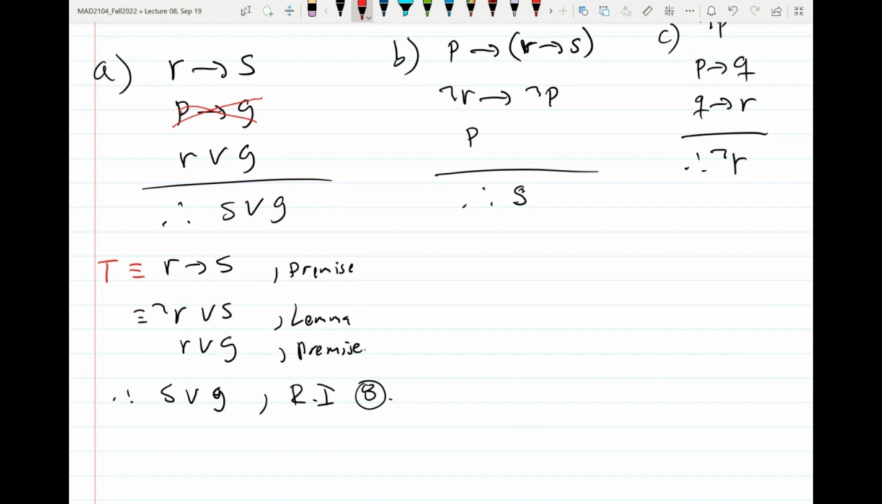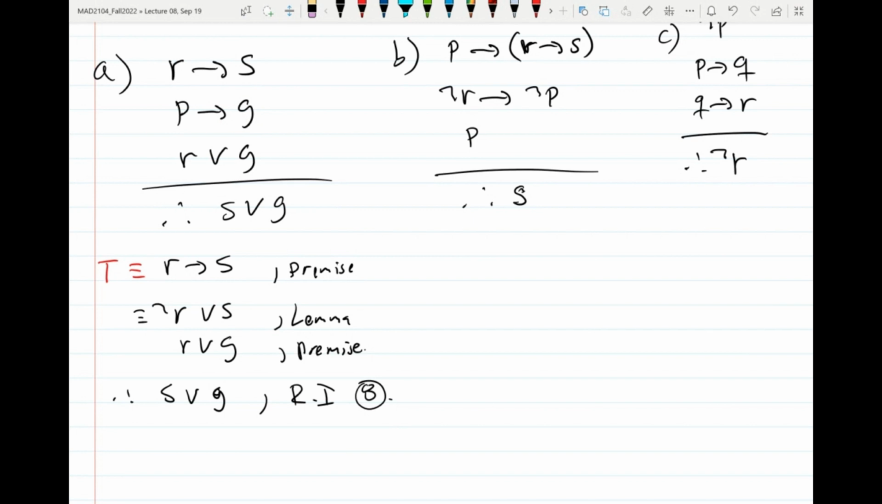Now, do you have to use all the premises? No, you don't have to. It's just that if you're going to use something, it has to be from here and stuff that follows from here. That's it. So that's the point. So here, P implies G has no business in what's going on, so don't use it. Now, how do you know? Well, you need to do the argument, and the only thing is practice.